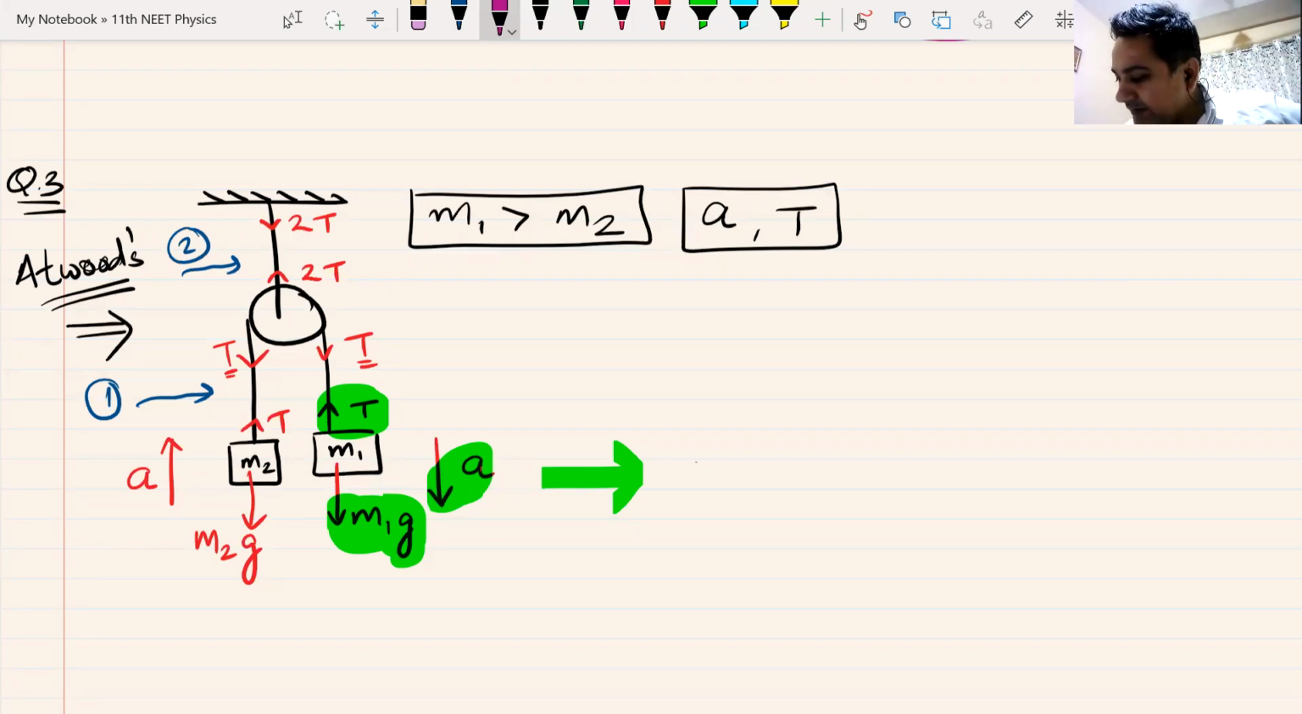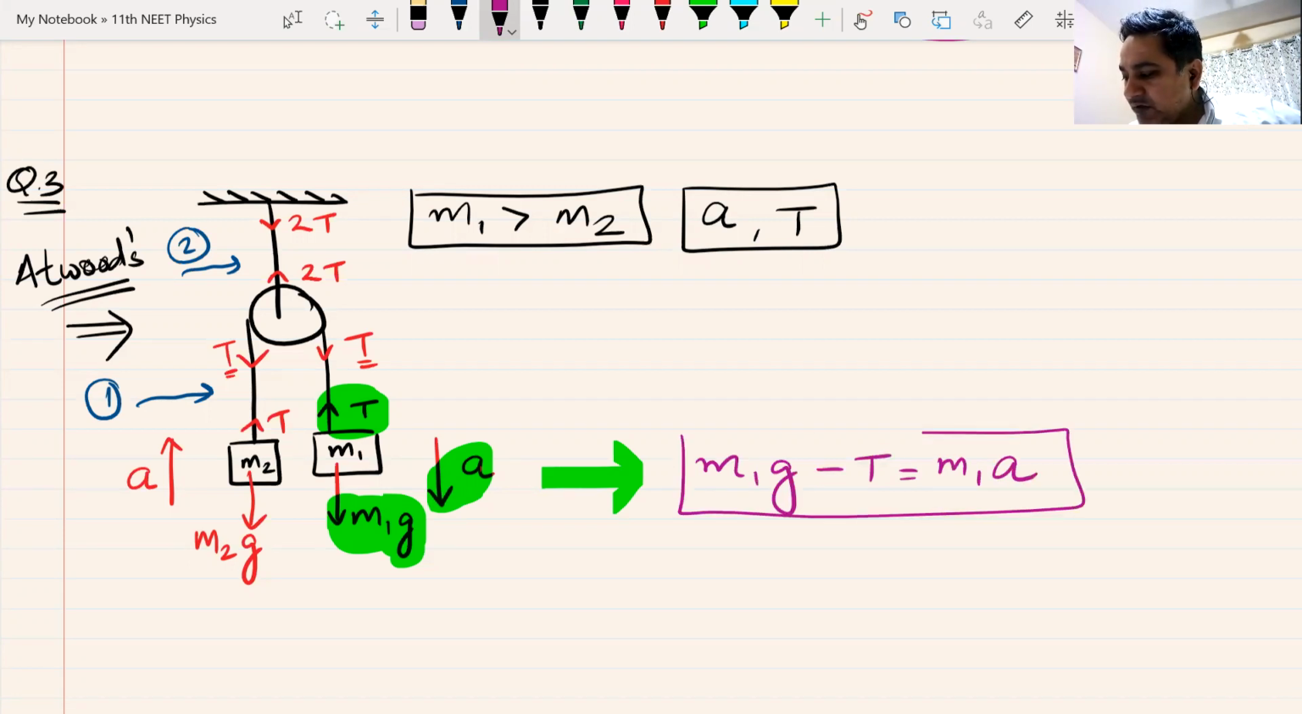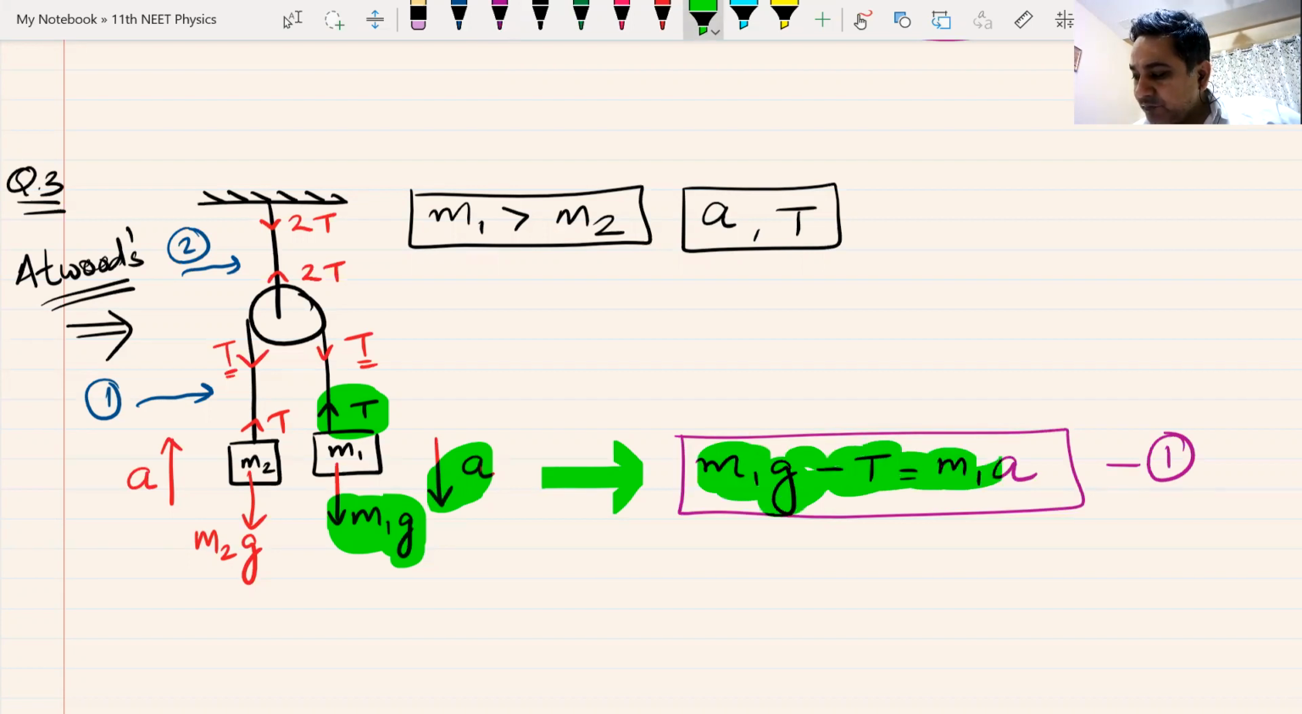Yes, that is correct. Well done, beta. M1G downwards minus T is equal to M1A. That is the equation for this block. Write it as equation number 1. This is the equation for the block which is moving downwards. Do we understand this? Can I have raised hands that we understand this, sir?